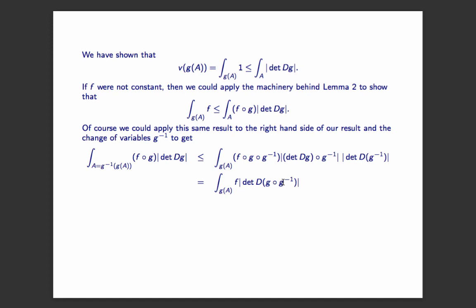Now, g composed with g inverse is the identity, and its derivative is the identity, and the determinant of the identity is 1. So I just get the integral over g of A of f. So this integral is greater than or equal to the integral of f over g of A, and less than or equal to the integral of f over g of A. Therefore, it holds that they must be equal, which is precisely the result of the change of variables theorem. Well, that's it for today.